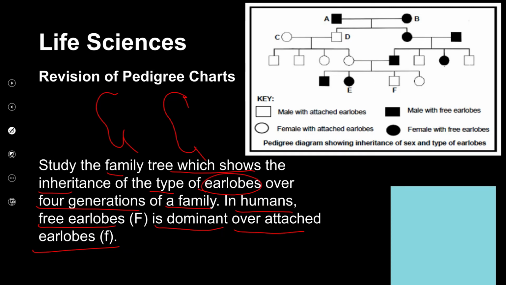So again, here we're looking at fused earlobes and free earlobes, noticing that the dominant is the free, so we say that capital F is for free, and the fused in this case would be the small f.